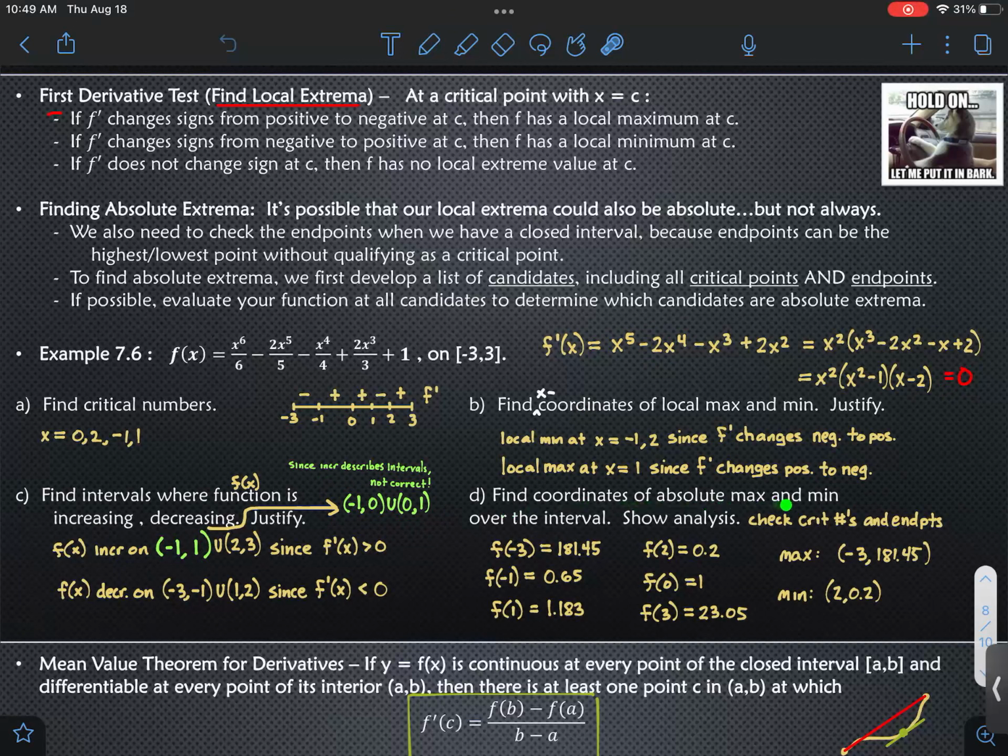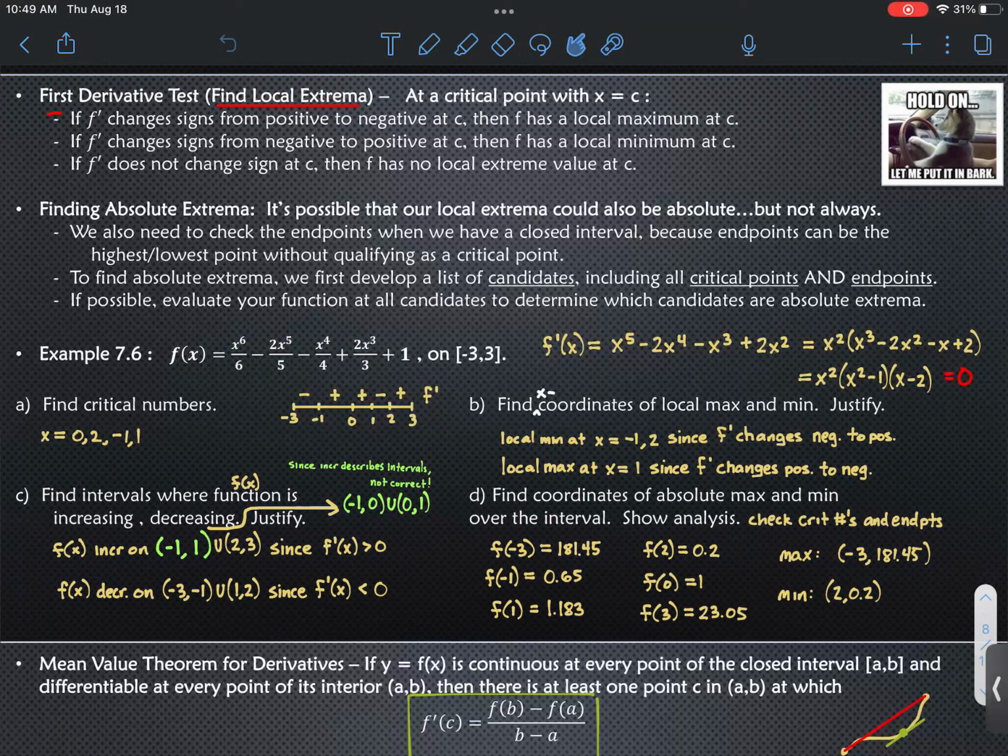Find coordinates of absolute max and min. Well, we already had candidates from part A. We're going to add to that the endpoints. So -3, -1, 1, 2, 0, and 3. Plug those all back into the original function, and that's the most straightforward way to see what's the highest y value, what's the lowest. Turns out our max was at -3, but give the full ordered pair. Minimum was at x equals 2, give the full ordered pair.